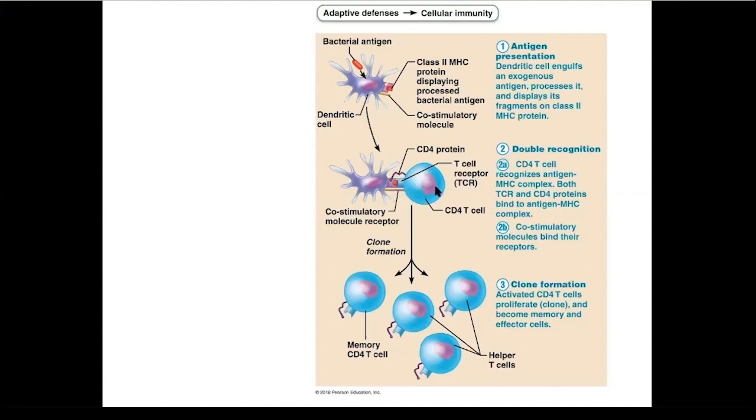That allows this T cell to be fully activated, to begin to proliferate and differentiate, producing helper T cells, which are your effector cells, and they're going to go out and help activate other immune cells to mount an immune response, and then memory CD4 T cells that will stick around for subsequent exposure to the same antigen. So this will give you immunological memory.